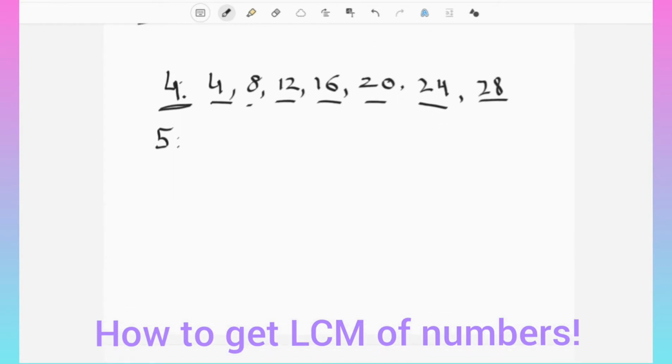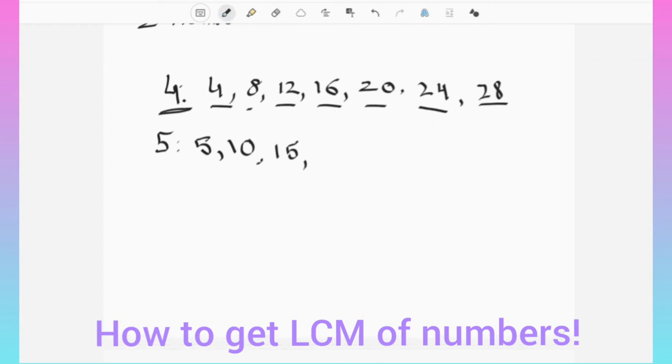Now let's list out the multiples of 5. There's 5, 10, 15, 20, 25, 30, 35, and so on. You don't need to list out all of them. Now this is the table of 5.